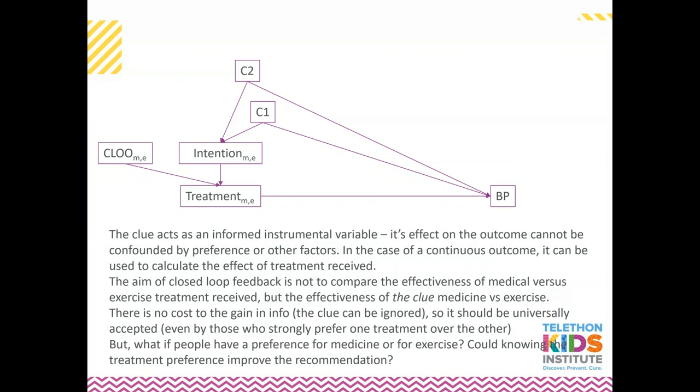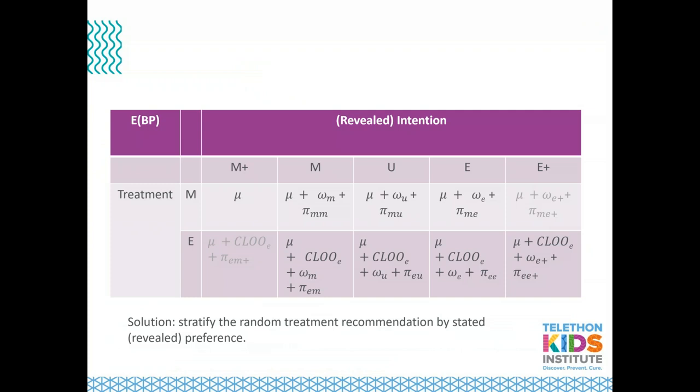So the problem here, though, is what if people have a preference for medicine or exercise and that preference actually influences their response to treatment? Could knowing the treatment preference actually improve the recommendation that the robot gives? And so you imagine then that rather than two or three strata of patients, because Mrs. Jones has revealed her intention, whether she wants medicine or exercise, in fact, you could do that in a more granular way by trying to elicit from her not just a preference, but actually the strength of the preference.